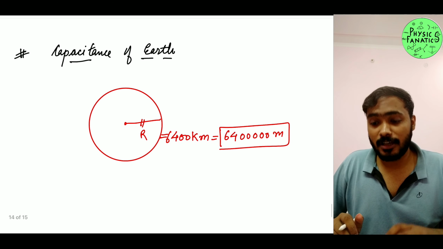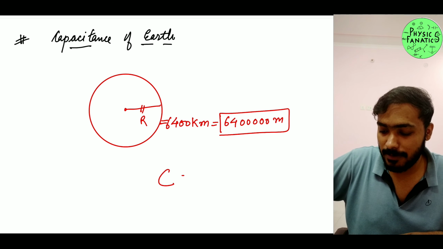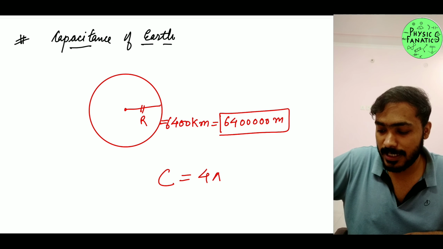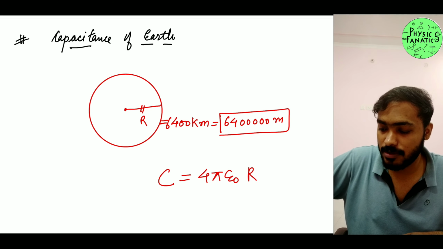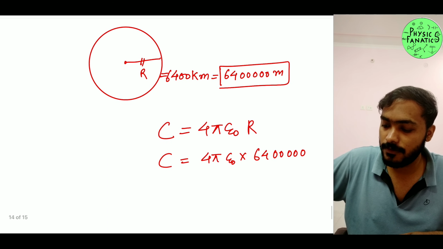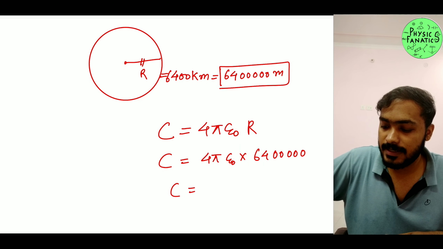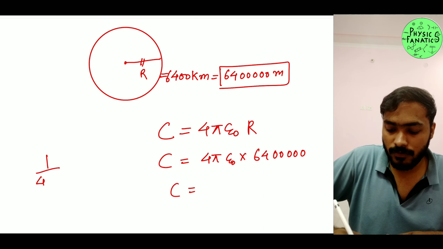Now let's talk about the capacitance. I'm sure you must have done it by now. Capacitance of Earth can be given as 4 pi epsilon naught times r. So C is equal to 4 pi epsilon naught multiplied by 6.4 into 10 to the power 6, and I know the value of 1 upon 4 pi epsilon naught comes out to be 9 into 10 to the power 9.